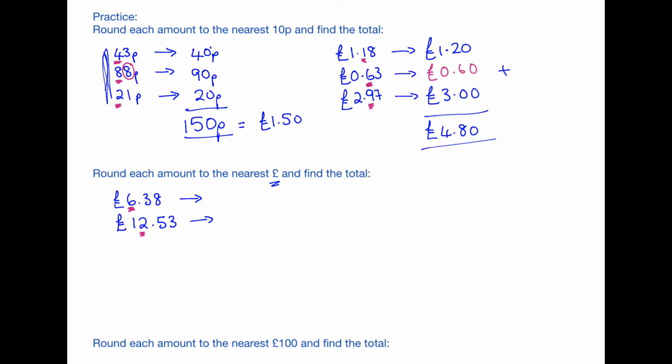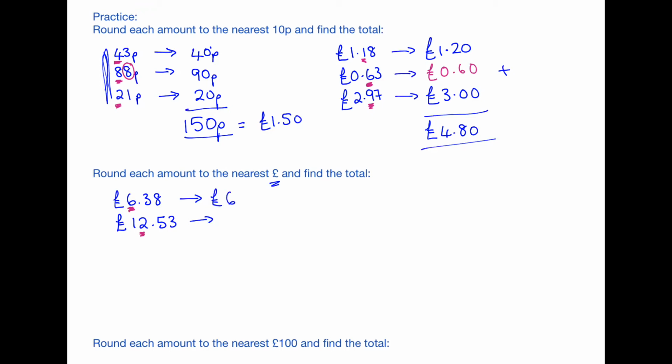Okay, so we're going to look at our first number here and we're going to say, does the 6 stay as a 6 or does it move up to a 7? And the 3 tells us that we leave it as a 6. So remember, when rounding to the nearest pound, that means our answers have to be in pounds, okay? Whole pounds.